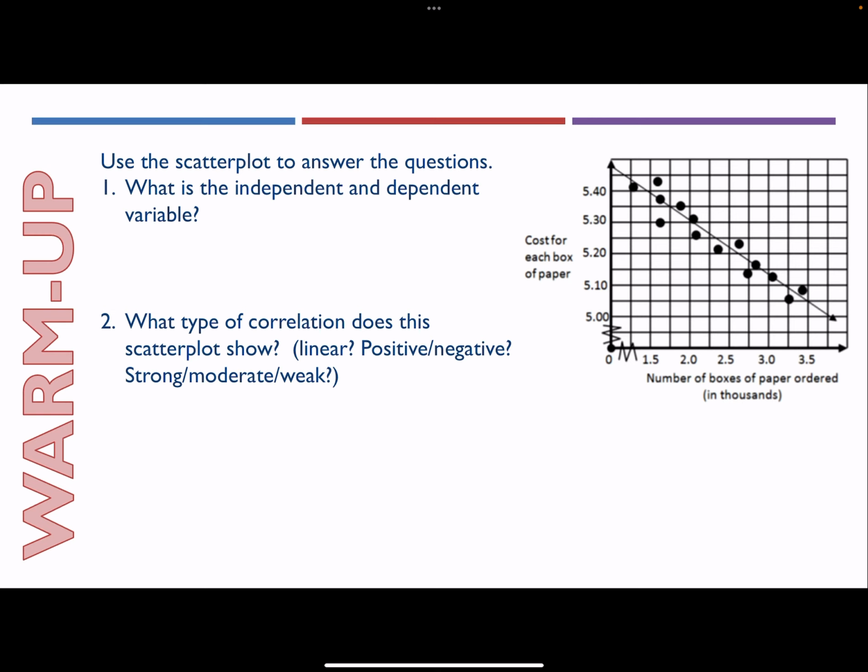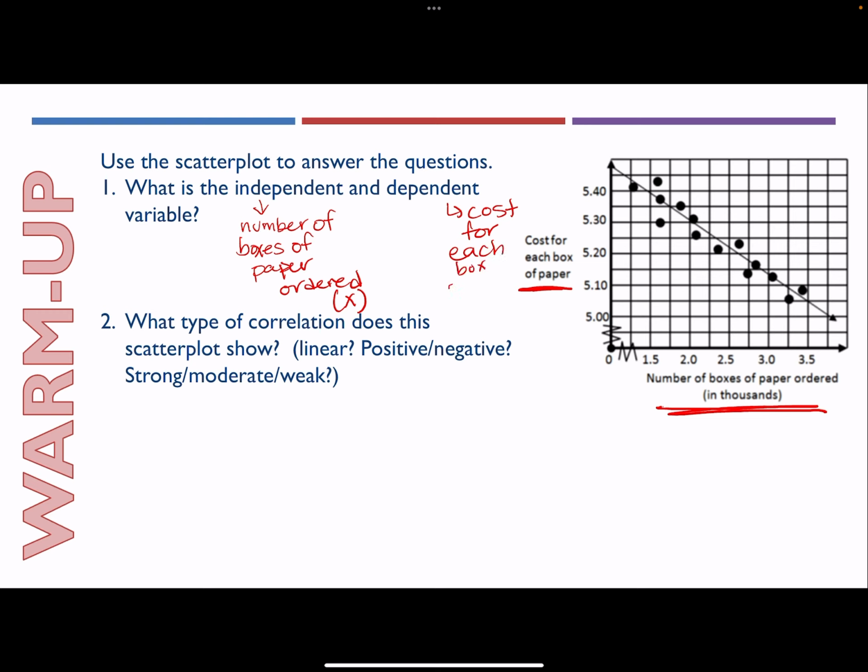All right. So on a scatter plot, your independent variable is always the one that's on your x-axis, right? So your independent variable is the number of boxes of paper ordered. And again, you know that it's the independent variable because that's always your x. And then your dependent variable is always the y. So the dependent variable is the cost for each box of paper. And again, you know that because it's the y.